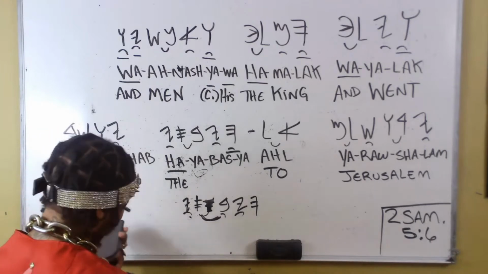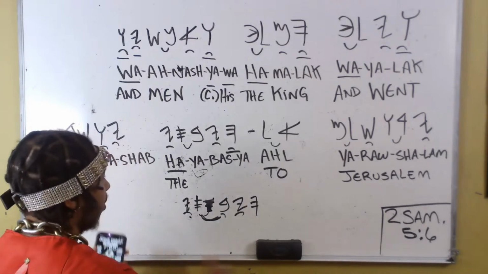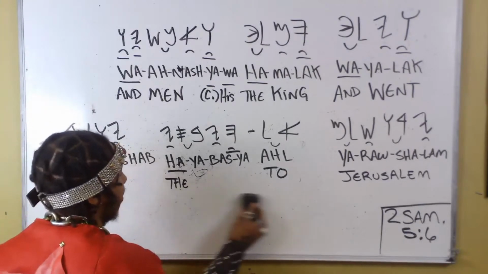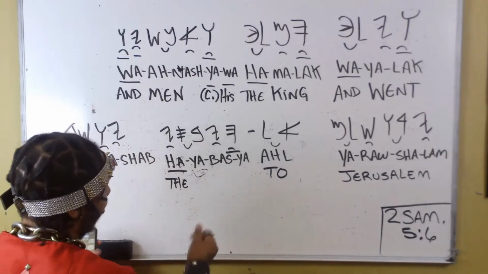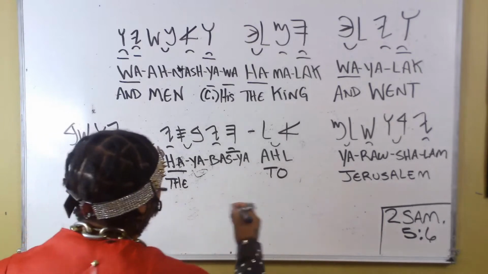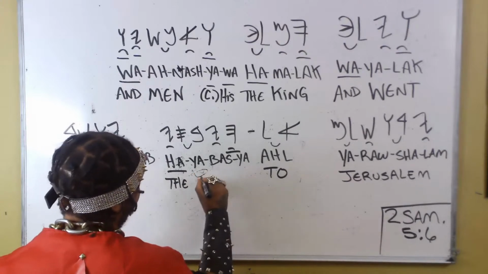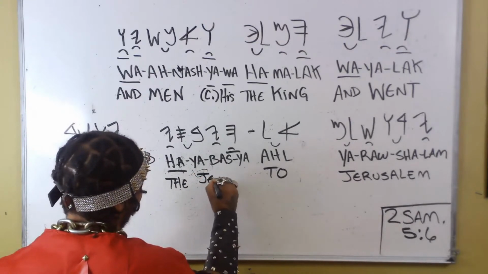Yeah. All right. So there you have it. I hope y'all understood that. If not, you can rewind it and just go back over. So ha at the beginning is the. Yabasia is Jebusite or Jebusites.